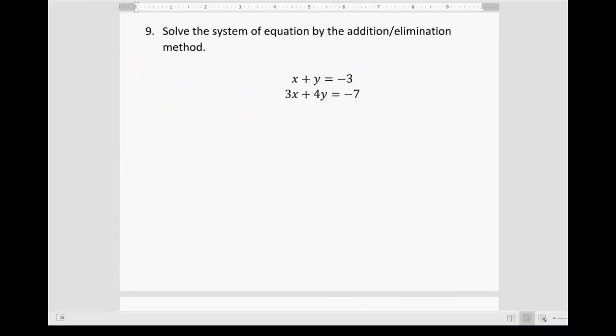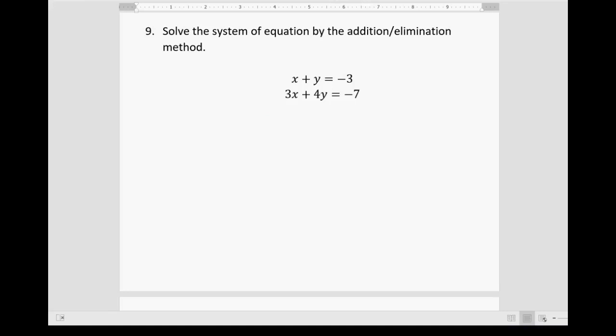Number 9. So now we're talking about chapter 2. Solve the system of equations by the addition or elimination method. In order to do this, you want to add your two equations so that one of your variables is eliminated or cancels out.